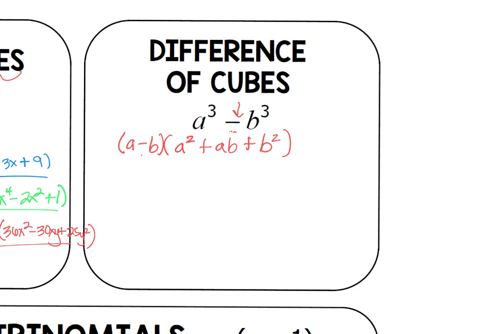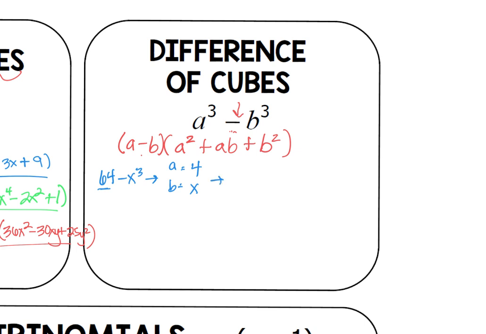So the first example we're going to try is going to be 64 minus x cubed. So I'll label my a and my b still, just like I did before. A is the cube root of my first term. The cube root of 64 is 4. The cube root of x cubed is x. So a is 4 and b is x, and now we fill them into this formula.